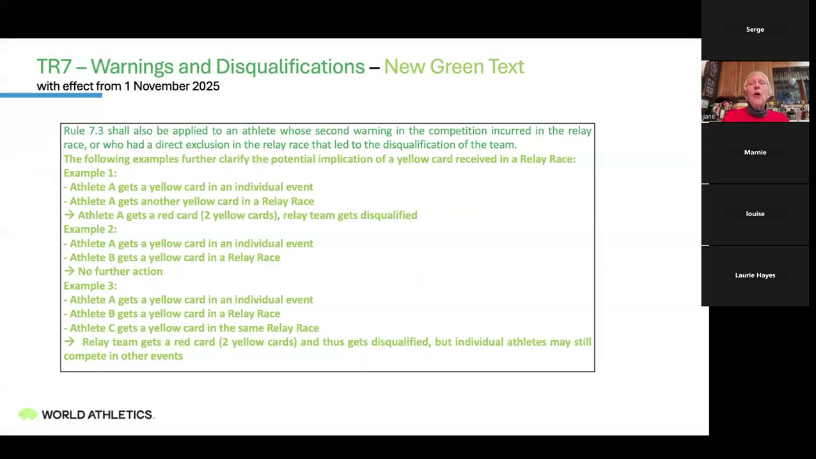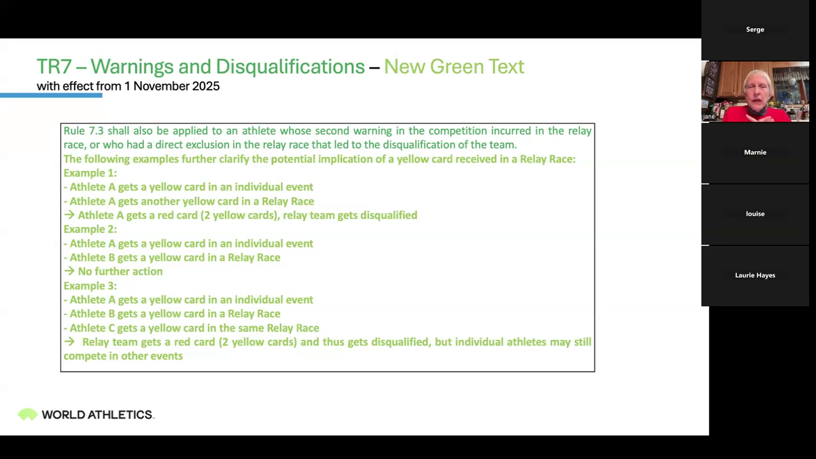Okay, everybody listen up now, especially you track referees, because this is a super illustration of relay events and what happens if yellow or red cards are given. So TR7, which has to do with warnings and disqualification, has new green text with examples of relays and what's going on.